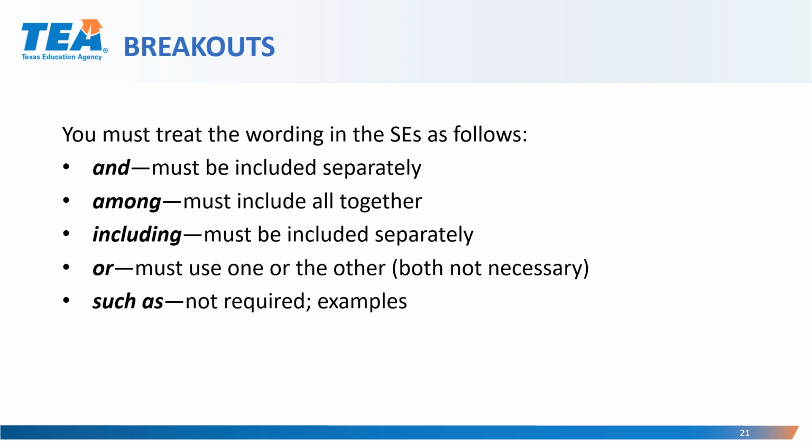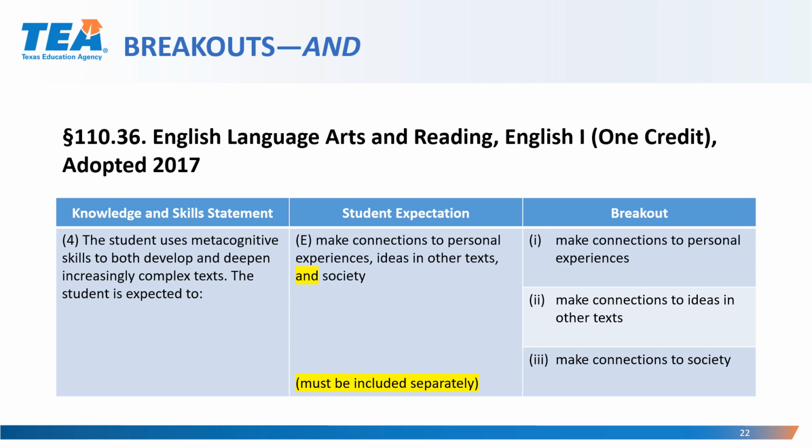Next, we're going to look at some examples. This SE says students are expected to make connections to personal experiences, ideas and other texts, and society. There are 3 words joined by and, so we will have 3 breakouts. Make connections to personal experiences, make connections to ideas and other texts, and make connections to society.